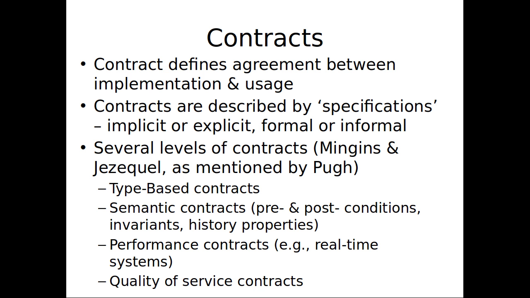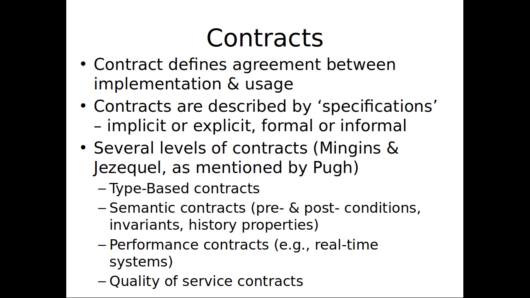This is all going to be about contracts. A contract defines an agreement between the implementer and the clients, the people who use this implementation. The things that call this sorted indices on the one hand, people who use it, and then the folks who implement it, the implementers, okay? The contracts are going to be described by specifications, and these specifications change.